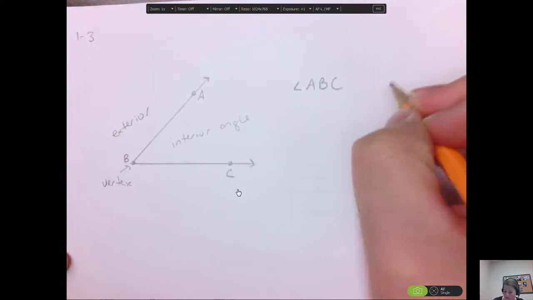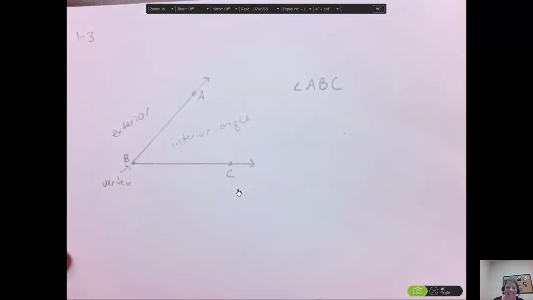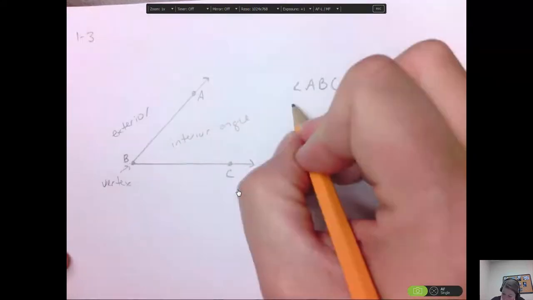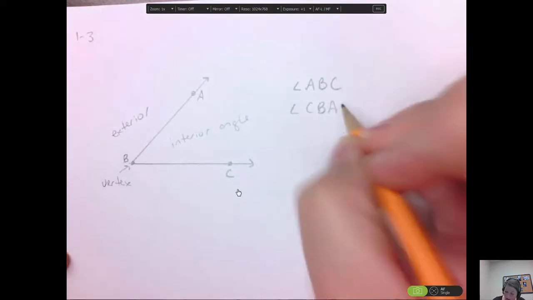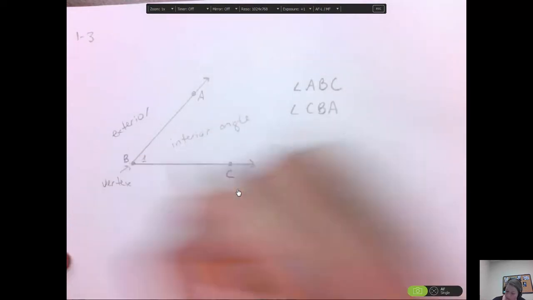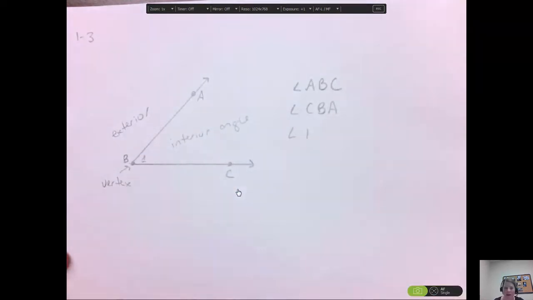Oops, I said that wrong. Yeah, no, ABC. Or we could say it as angle CBA, or if there was a number in here, we could label it angle 1. So that's one way. And that's just defining that angle.